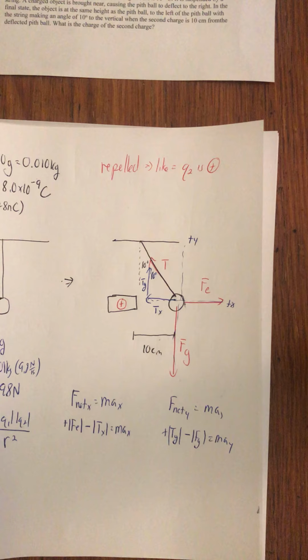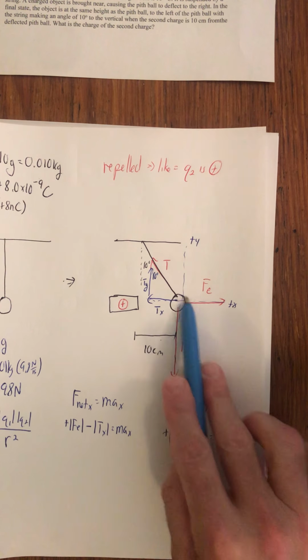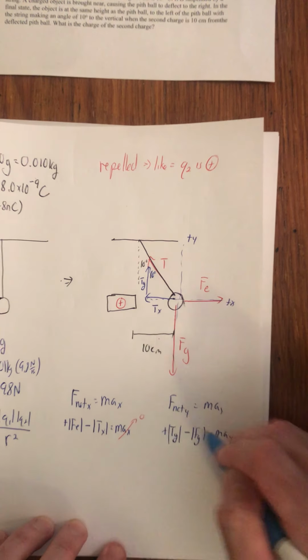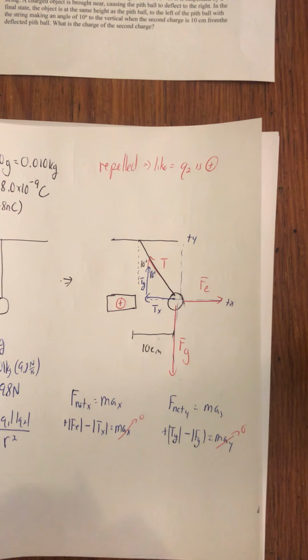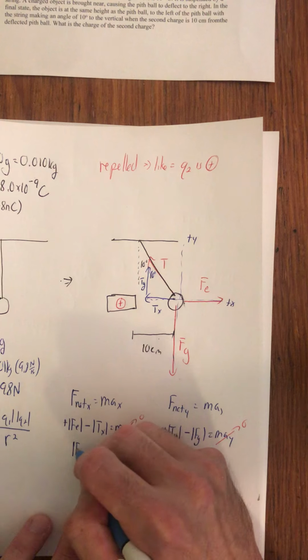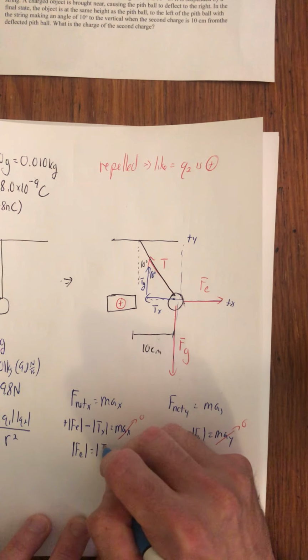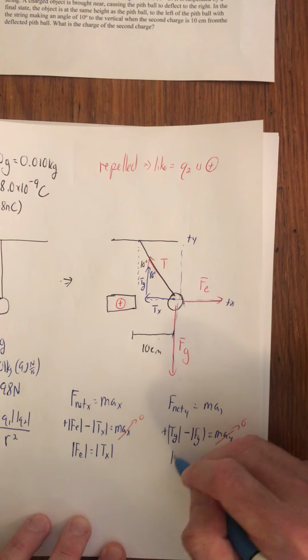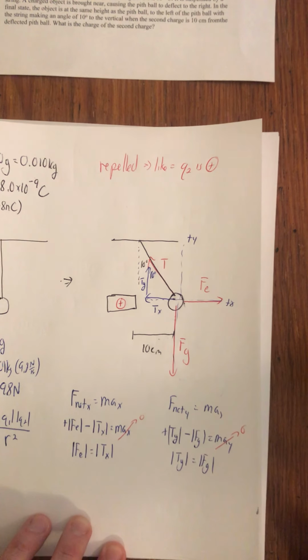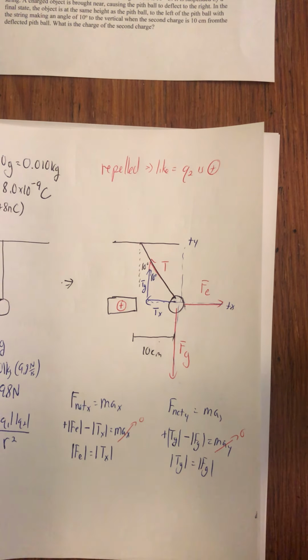Now the trick of this problem is this object is just chilling out there. It's not doing anything. It's just hanging out, right? It's in equilibrium. So that means that the 2 accelerations are 0. And here's the way forward, because that means the magnitude of Fe is equal to Tx, and the magnitude of Ty is equal to Fg. Oh, okay. Well, now I have the way forward, right?